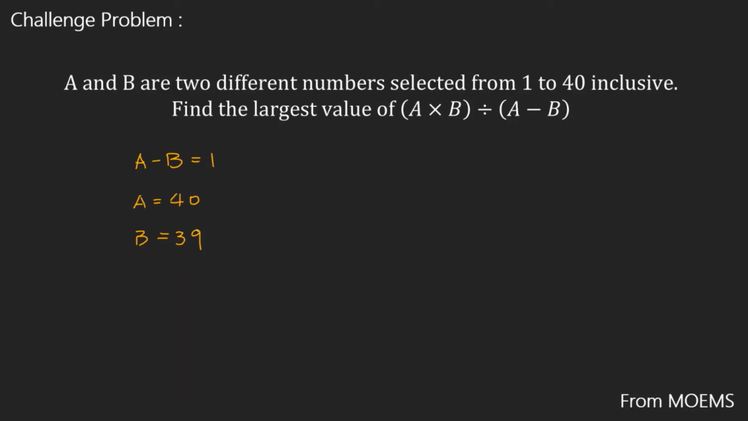Now we have a and b, we can substitute back into this expression, and then we will find our largest value. So this becomes 40 times 39 divided by 40 minus 39. Okay. So this essentially is 40 times 39 divided by 1. Okay. And that is 1,560 divided by 1, which is 1,560. And this is our final answer.